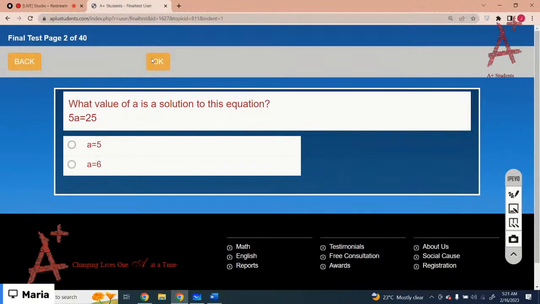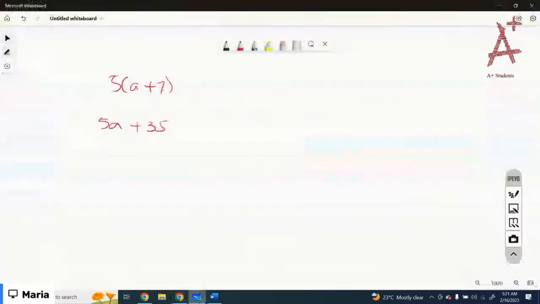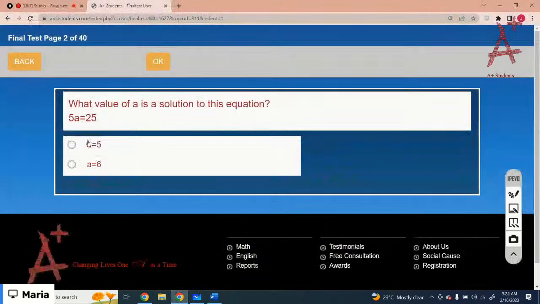Okay, the next one is what value of a is a solution of the equation? Basically, you have to calculate the value of a. Got it? So it is 5a equals 25. You have to find the value of a. So divide both sides by 5. So a equals 5 times what number is 25? 5 times 5 is 25. So it is a equals 5. Got it? The correct option is a equals 5.